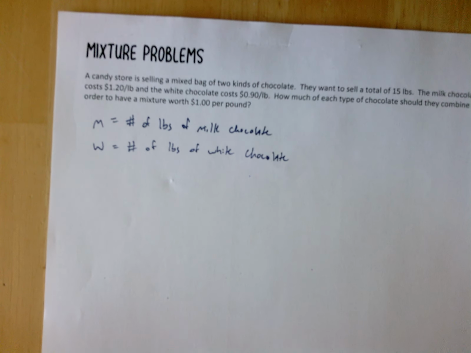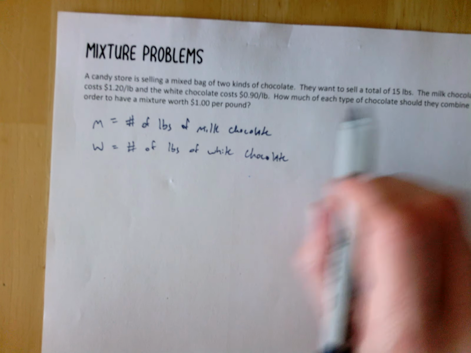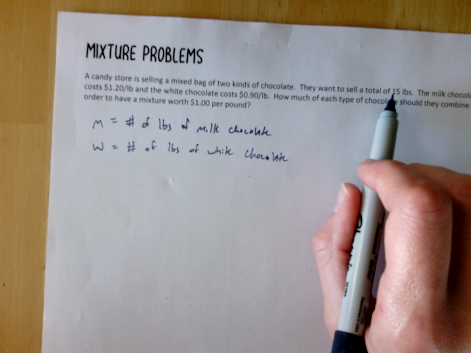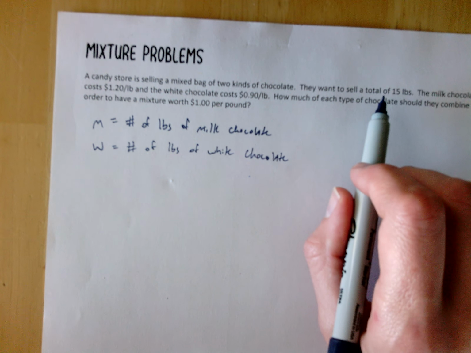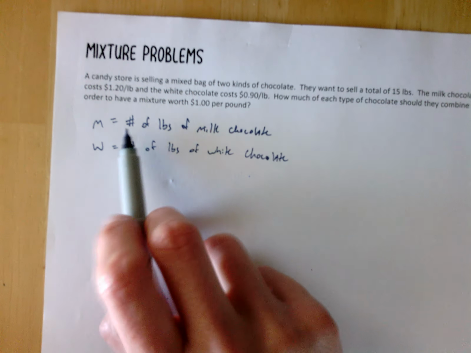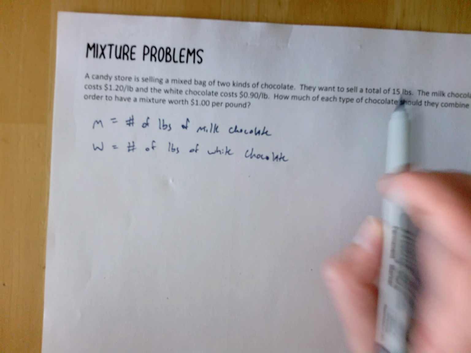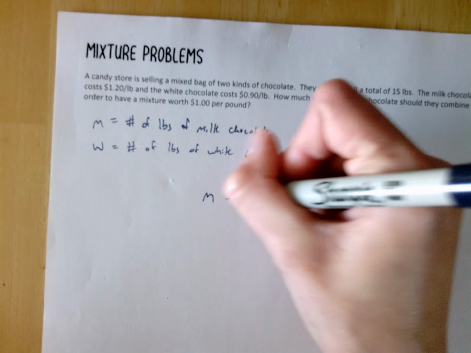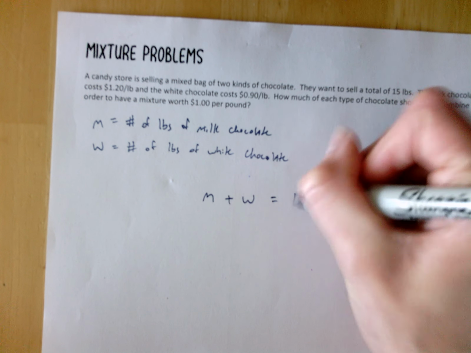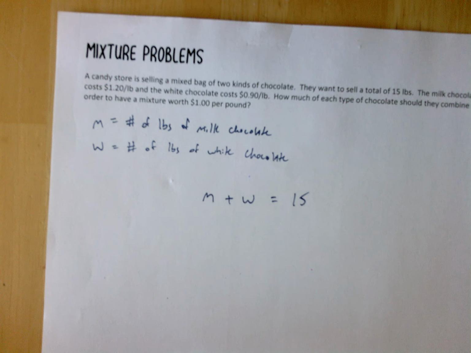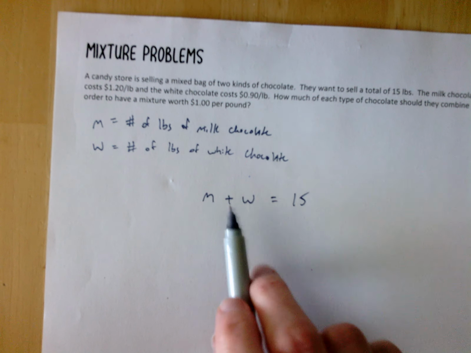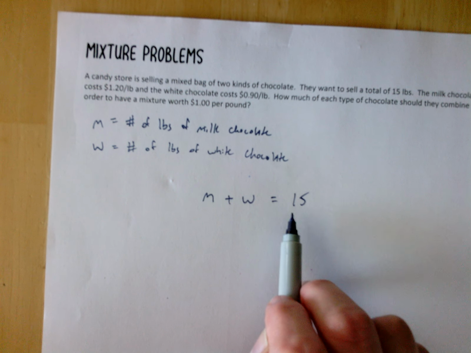Great. Okay, so let's go ahead and set this up. So what information do I have here? We're selling 15 pounds of chocolate. That gives me one of my two equations, right? How many pounds plus how many pounds should equal how many pounds? The number of pounds of milk plus the number of pounds of white should equal a total of 15 pounds of chocolate. So this whole equation is just about number of pounds.